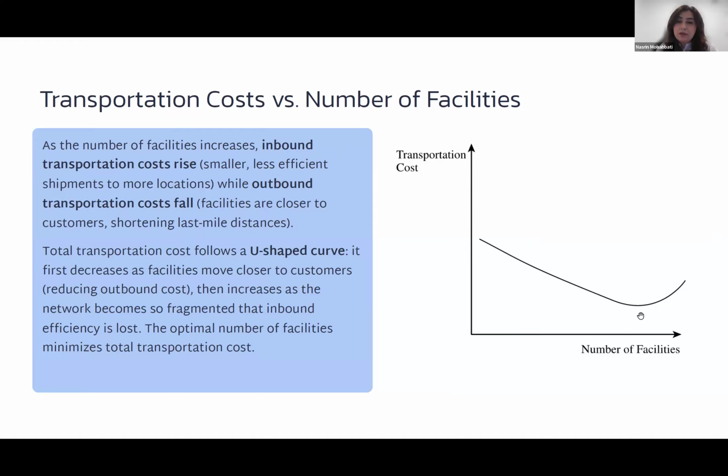So again, here is where supply chains need to figure out. For each supply chain, this number of facilities will be different depending on their operations and the scale they are operating at, but the optimum number of facilities is where basically the transportation cost becomes minimum in this case.